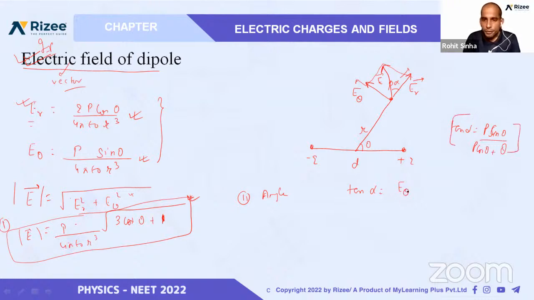So similarly, we will use E theta by E r. Since they are mutually perpendicular, we will put theta equal to 90 degrees. We will get this formula. And when we put this value of E theta and E r, what will we get? We will get half of tan theta. You can put in and find out the formula.